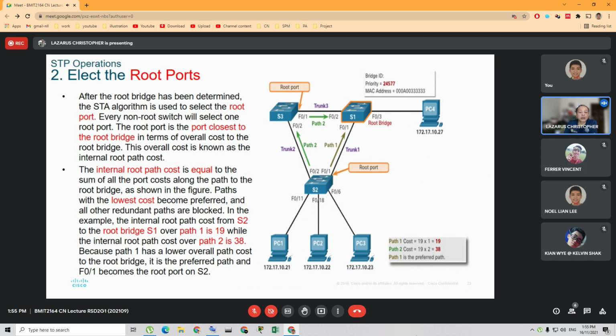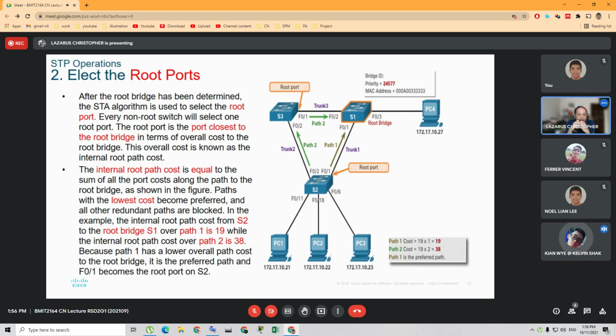Similarly at S3, we consider two ports, F1 and F2. Again, immediately we can see F1 has a direct link to S1. Port F1 on S3 has a direct link to port F2 on S1. Therefore, F1 on S3 is also a root port. So S3's root port is F1. S2's root port is F1 as well, but it goes to S1. Right? Okay, so far okay?